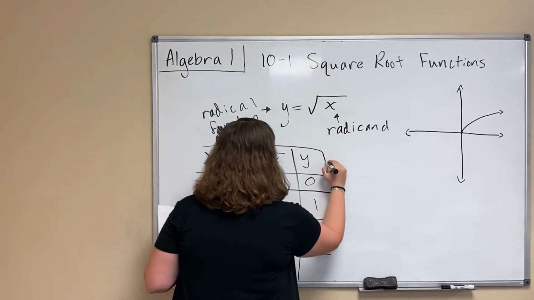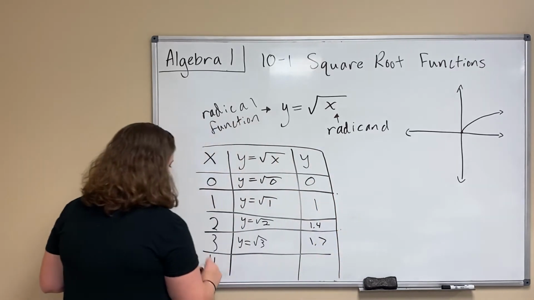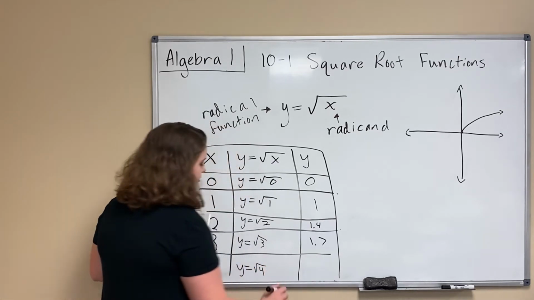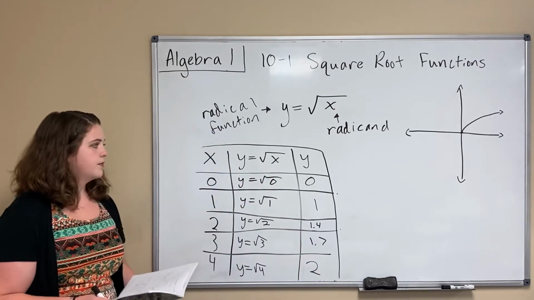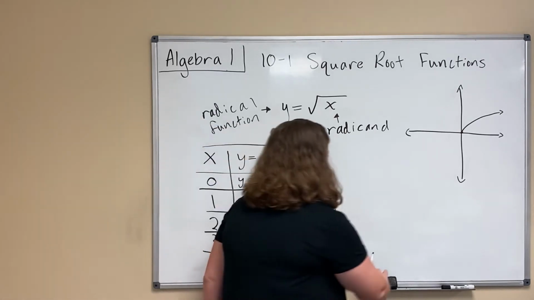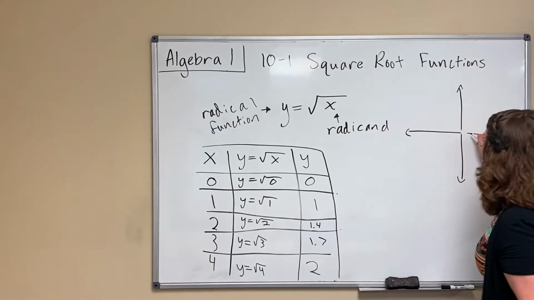Let me go ahead and finish off our table. Now x is 4, y equals the square root of 4. You guys should know that one. The square root of 4 is 2. Okay, so we have our x values and our y values. Let's graph it. I'm going to use this graph I made earlier.